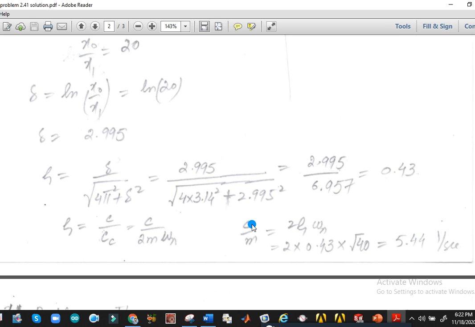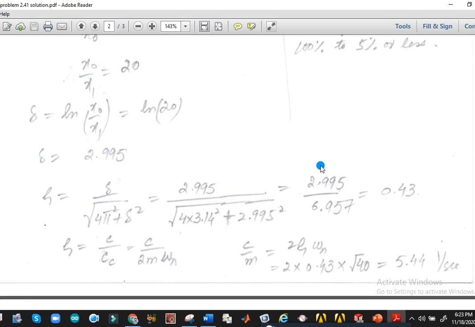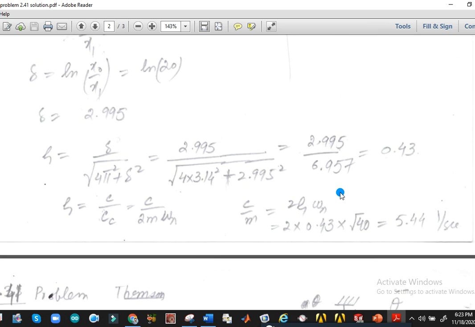And what will be the unit? We know that the unit of damping coefficient is Newton second per meter, and the unit of mass is kg, and finally we have this unit left over, that is per second. Okay, and now what do we need to know? We need to know that k over m was 40 and corresponding c over m is 5.44.